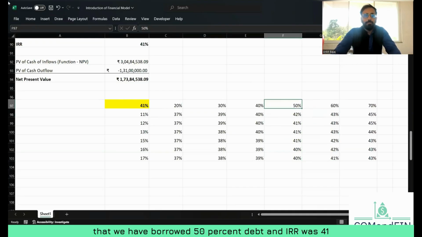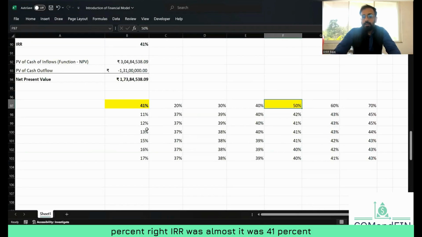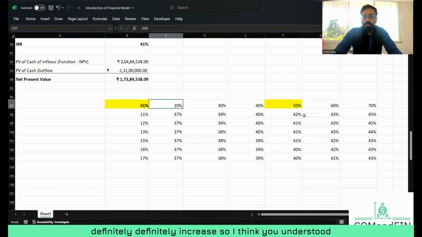So previously we saw that we borrowed 50% debt and IRR was 41%. But if you borrow more debt, your IRR will increase. You can see your IRR will definitely increase. So I think you understood this, right?